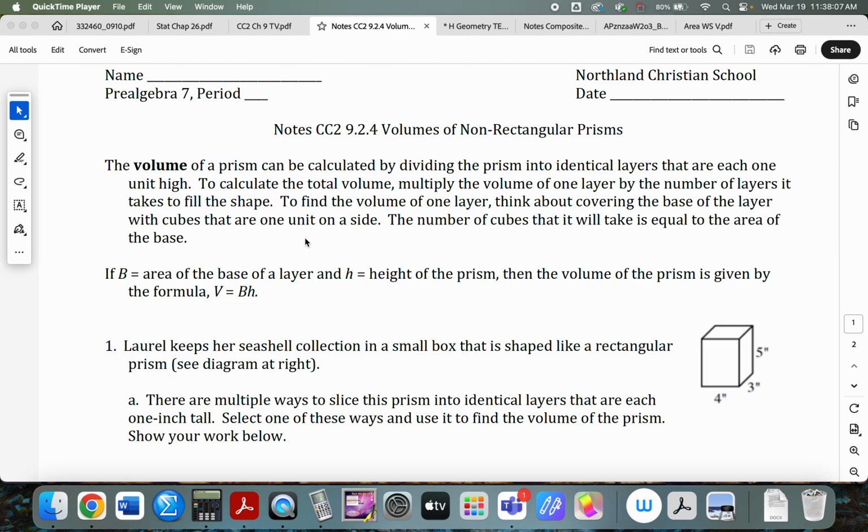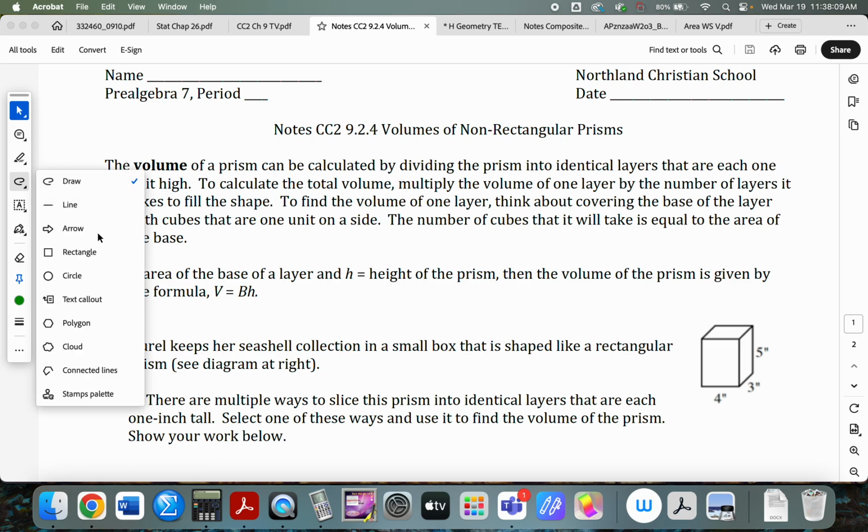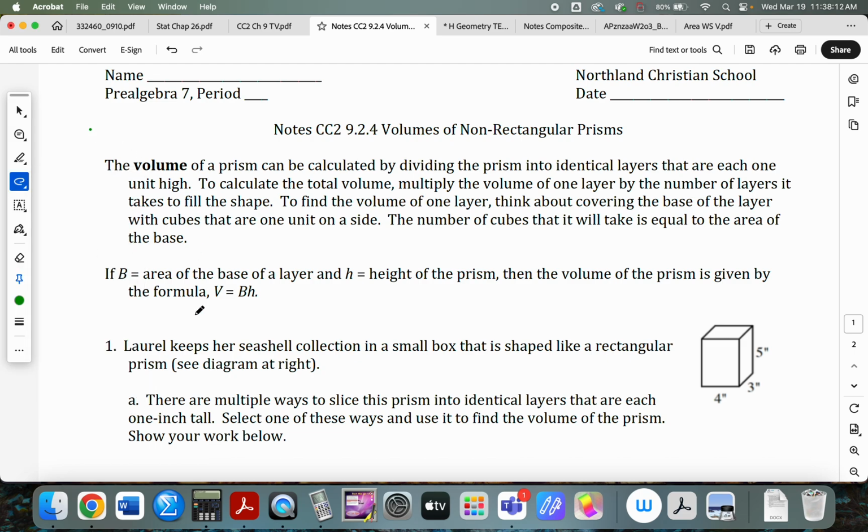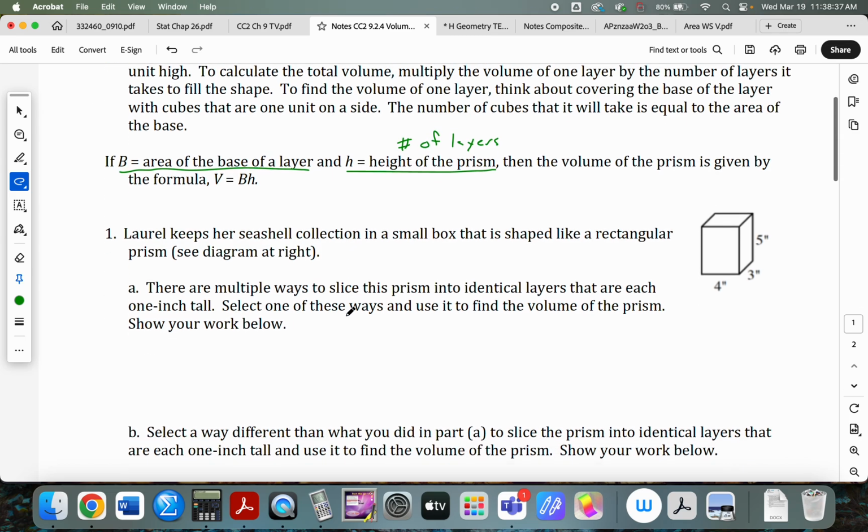So, putting that all together, if capital B is the area of the base of a layer, and H is the height of the prism or the number of layers, then the volume is given by the formula V equals capital B, not little b, it's got to be capital B, times H.